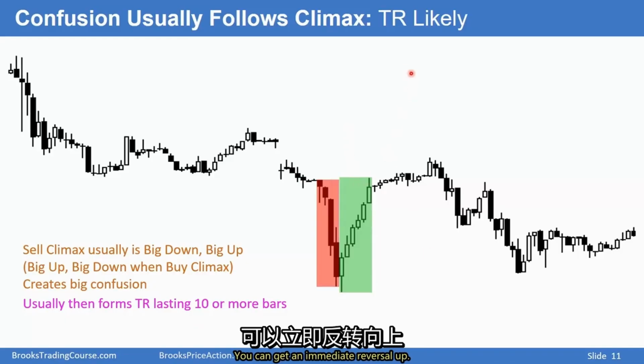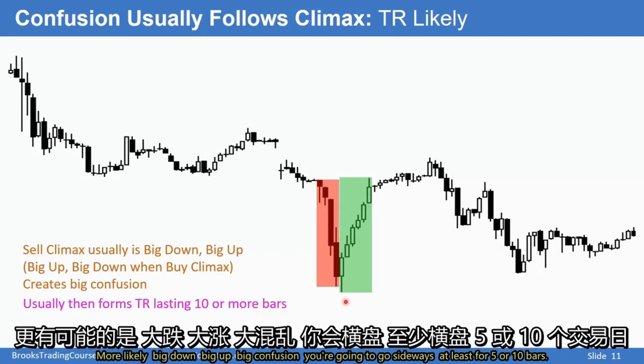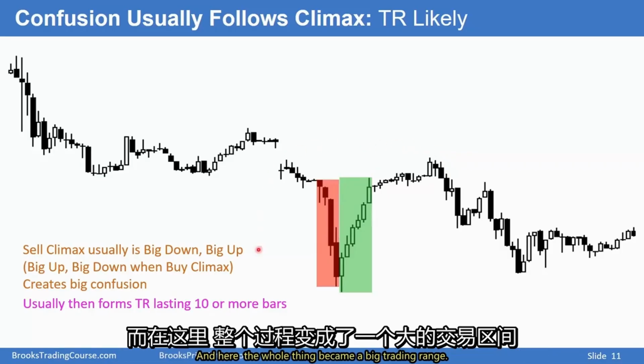You can get an immediate reversal up. You can get a double top and immediately sell off below this low for a measured move down. More likely, big down, big up, big confusion, you're going to go sideways at least for 5 or 10 bars. And here, the whole thing became a big trading range.